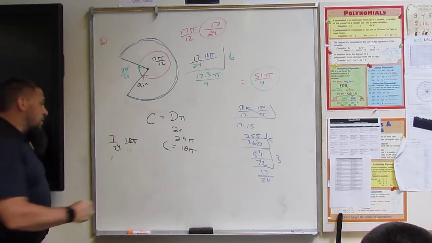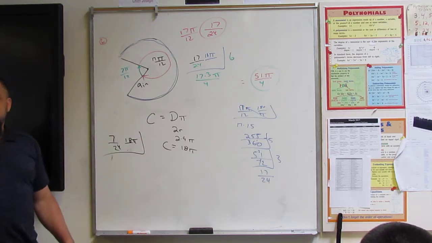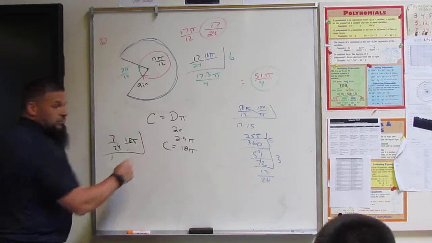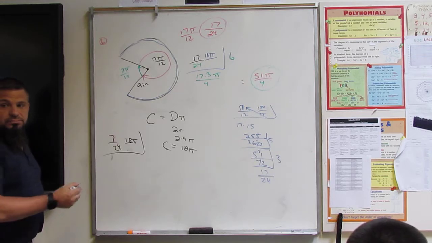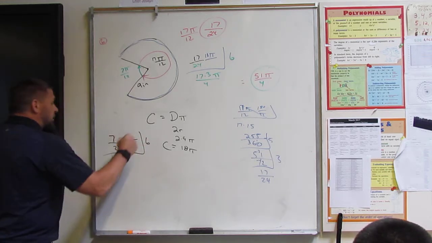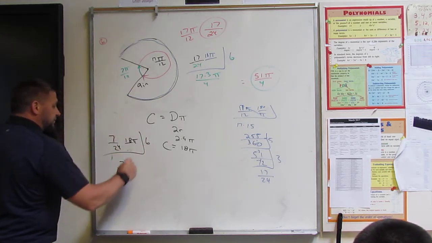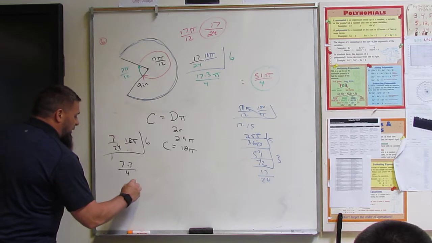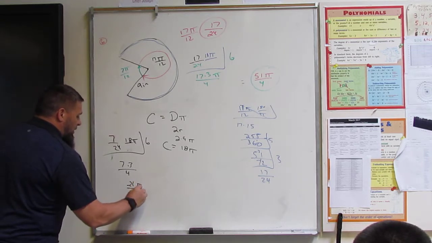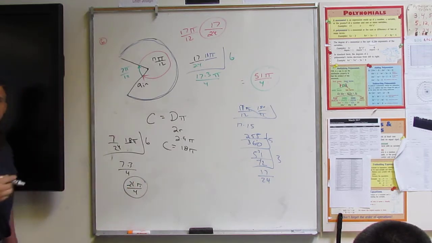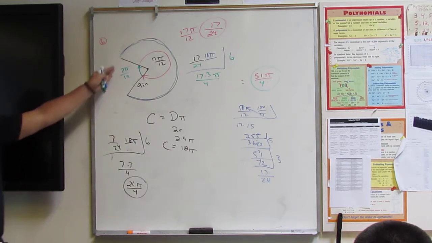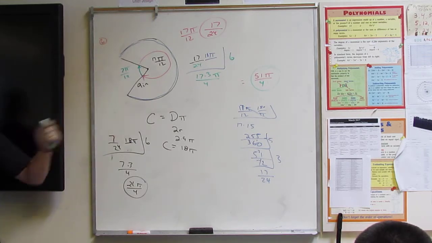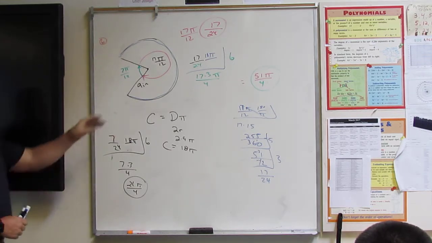And then we think about, well, what goes into 18 and 24? Oh, 6. So 6 goes into 18 three times, and 6 goes into 24 four times. So we get 21 pi over 4. That's how long this curve is. Okay, that's the distance of the short Pac-Man curve.